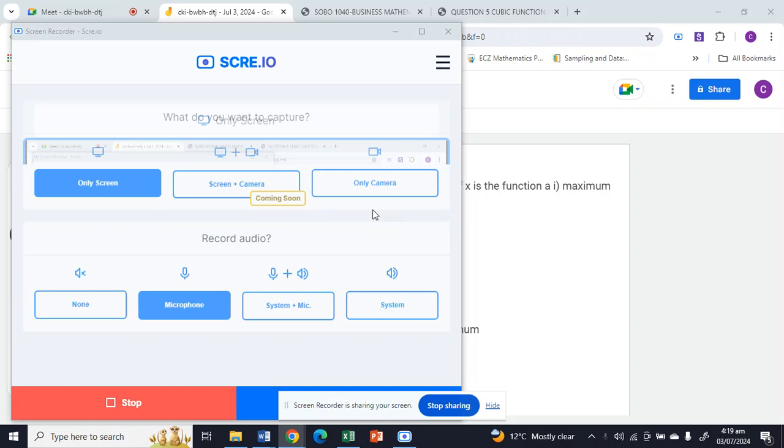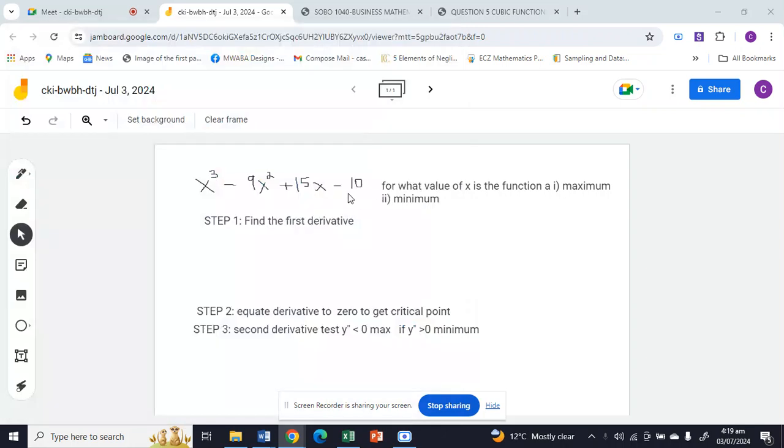All right, we are dealing with cubic functions. We want to find out the maximum and the minimum values of a cubic function. The way you know a function is cubic is that the first x, or the first variable, is to the power 3. If the first variable was to the power 2, it would have been a quadratic function. If the first power is to the power 1, it's a linear function.